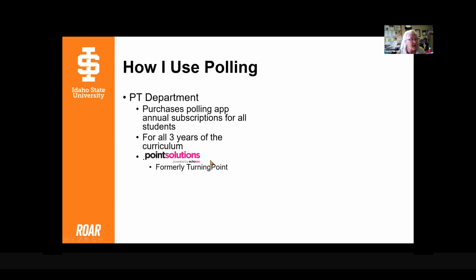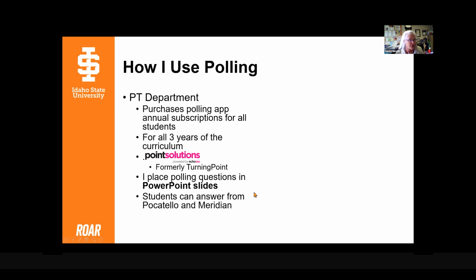And so it happens to be Point Solutions, Turning Point, and I place them in my PowerPoints, right? I have PowerPoints where I can put in a polling slide anywhere I'd like. You can even do it right during class if you want to. I usually don't use that option. And students can answer from wherever they're located.